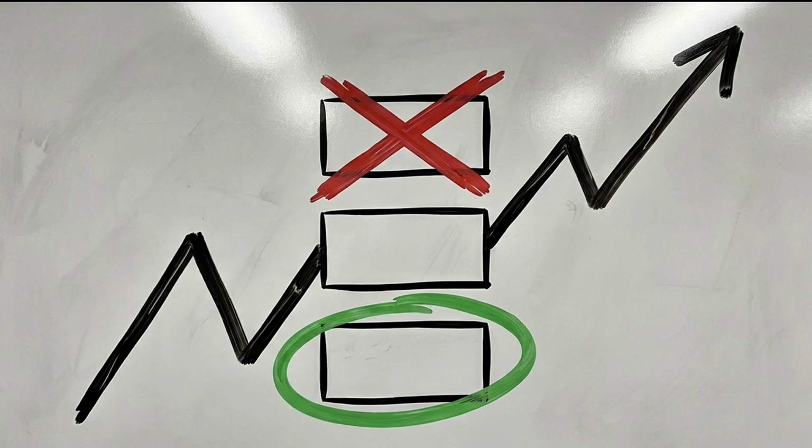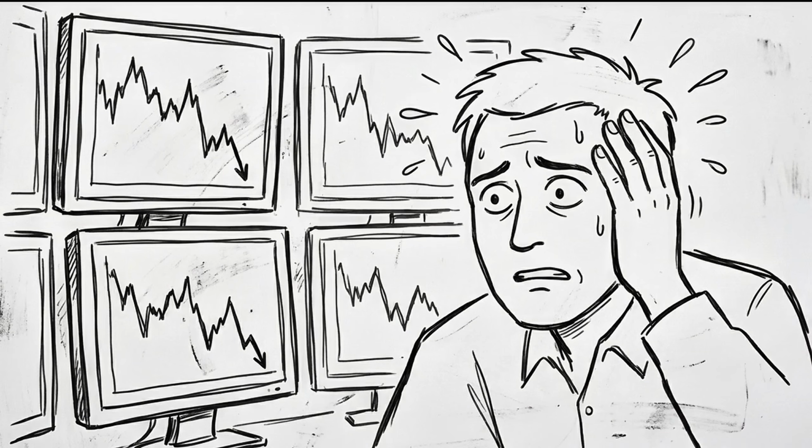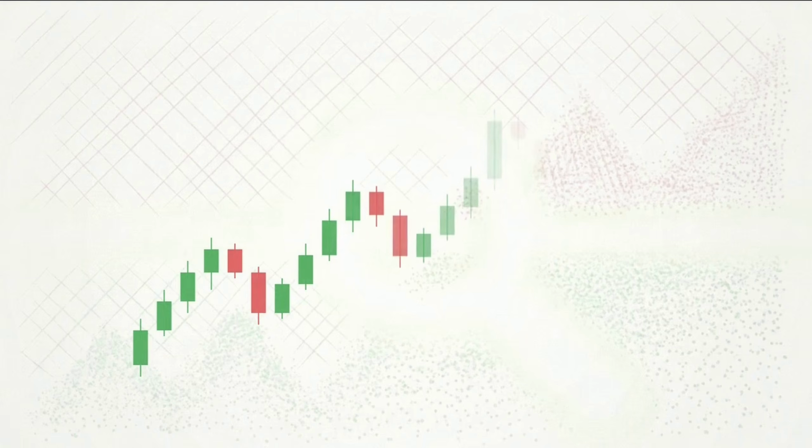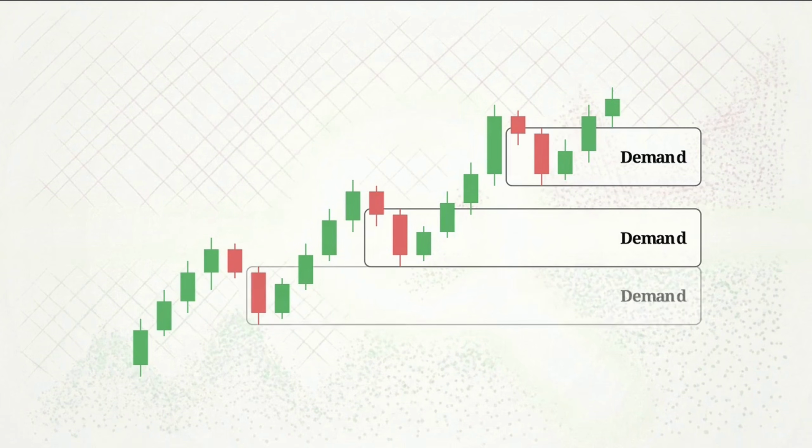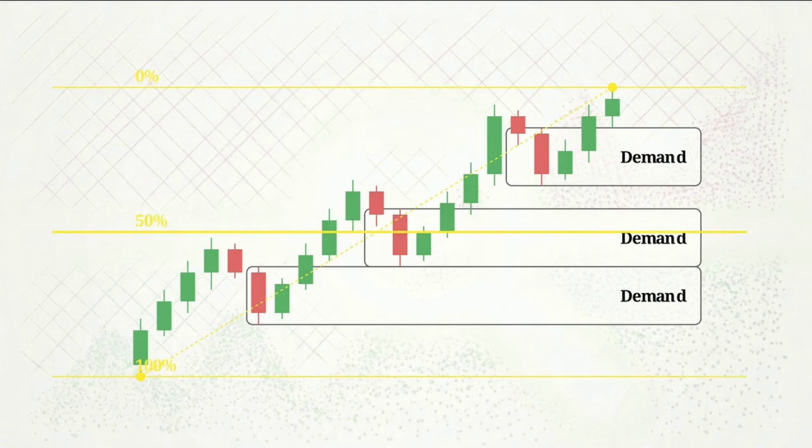One of the most common dilemmas you face on the charts is having multiple valid zones to choose from, leaving you to guess which one will actually hold. Look at this chart. We have a strong upward price trend, and it has created 3 distinct, structurally valid demand zones, one near the top, one in the middle, and one at the bottom.